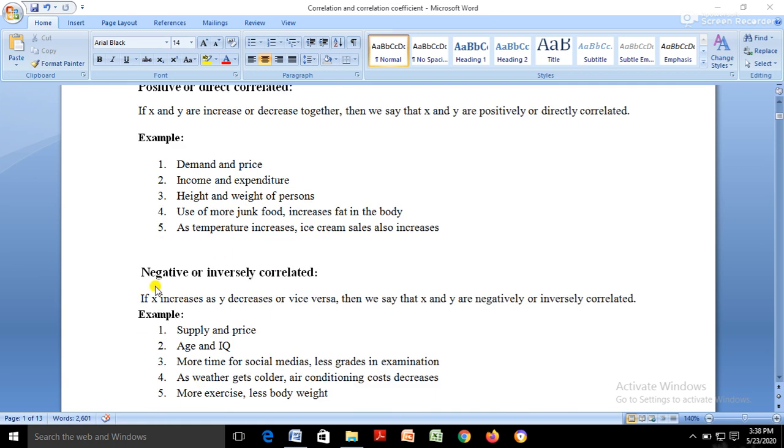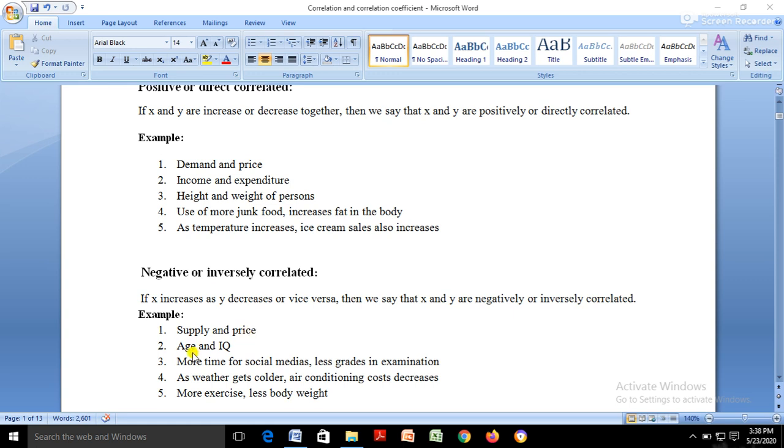And the second is negative correlation or inverse correlation. Means if x increases, y decreases, or vice versa. Means y increases, x decreases. Then we say that x and y are negatively or inversely correlated. For example, supply and price. If the supply is more, price will be less. If the supply is less, price will be more, like that.